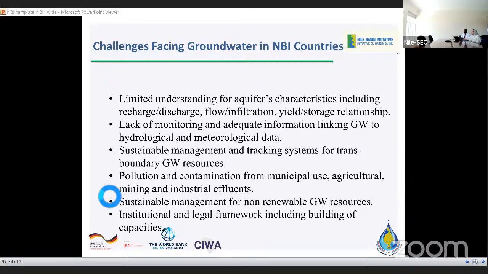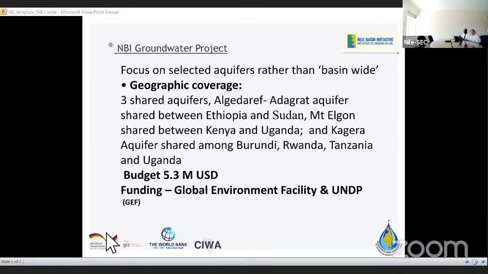Next slide, please. This project is unique as it focuses on selected aquifers. It doesn't look at the entire basin groundwater. We have concentrated on 3 shared aquifers: the Gadarif Adigrat aquifer, which is shared between Ethiopia and Sudan, Mount Elgon, which is shared between Kenya and Uganda, and the Kagera, which is shared between Burundi, Rwanda, Tanzania, and Uganda. The budget for this project is $5.3 million USD, and it is funded by the GEF and the UNDP.